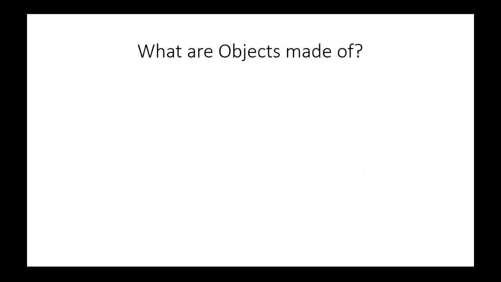So, what are objects made of? What are software objects made of is more important, because real objects are made of all sorts of different things. But software objects have properties and capabilities. So an example of a property would be the color of a car, right? So the object would be the car, the property would be color, and the value could be whatever the color of your actual car is. So if you have a red car, then the color would be red.